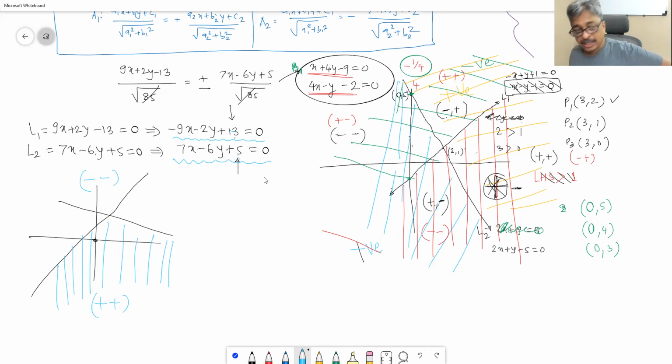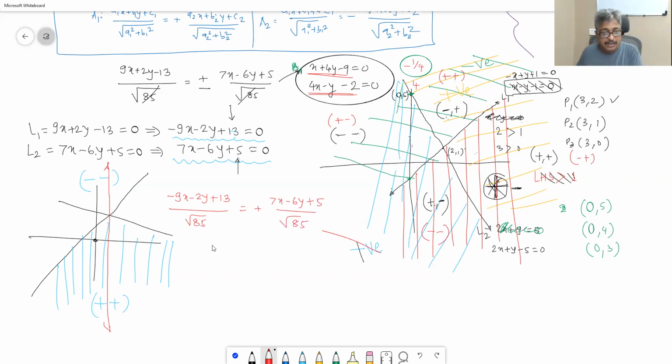And then if you want to find the bisector passing through the origin-containing quadrant, you take the positive sign. What will be the bisector equation in that case? Minus 9x minus 2y plus 13 divided by root 85 equals the other expression over its root; here you can take either plus or minus. But if you want the bisector passing through the quadrant containing the origin, you take positive and go ahead with that. Your answer is going to be correct.